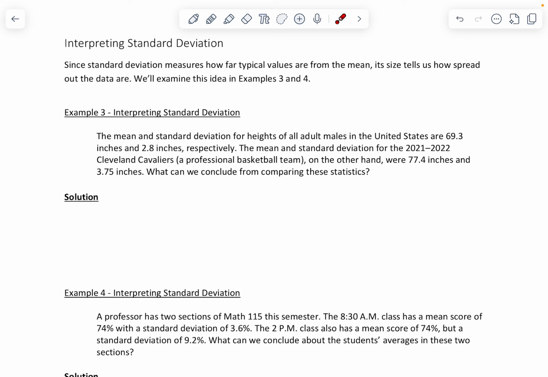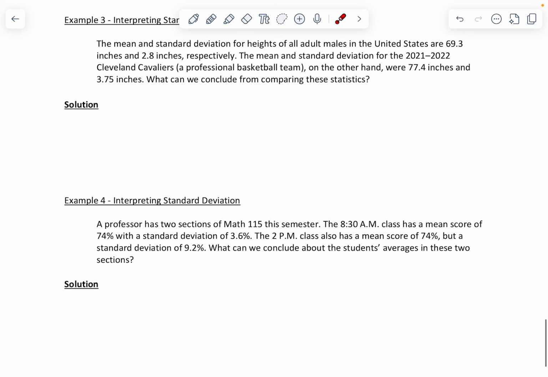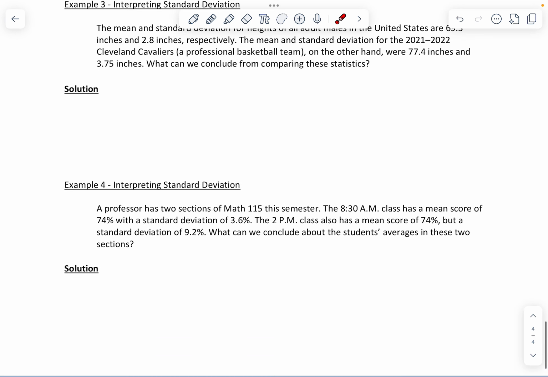But what's pretty obvious is that the average height is much higher, right? The reason for the difference in the standard deviations is a little bit less obvious. We can make some educated guesses, but to draw more firm conclusions, you'd need a larger sample size, a larger data set. Okay. Let's take a look at this next example.